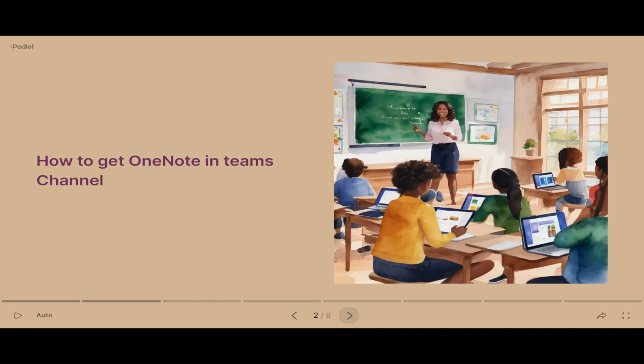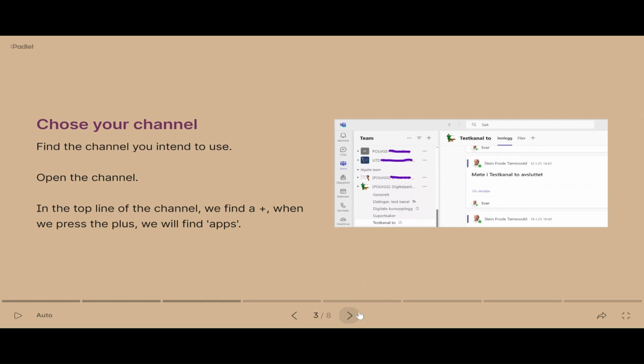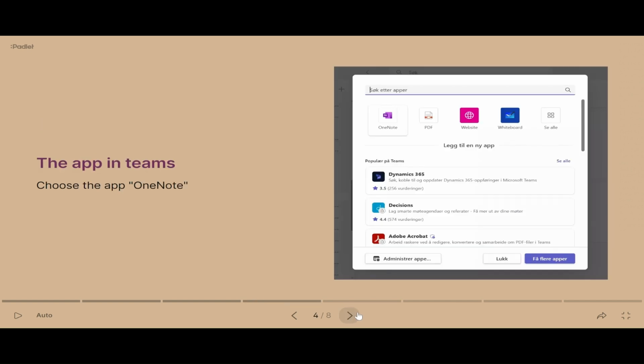How to get OneNote in a Teams channel. Choose your channel. Find the channel you intended to use. Open the channel. In the top line of the channel, we'll find a plus sign. When we press the plus sign, we will find apps. Choose the app OneNote.